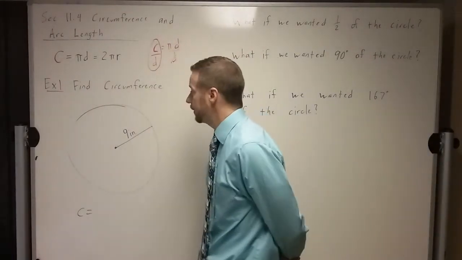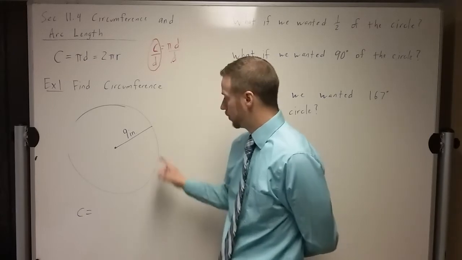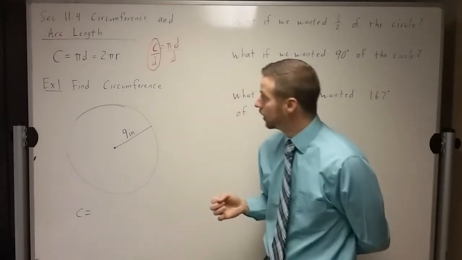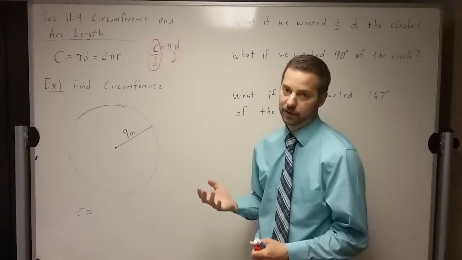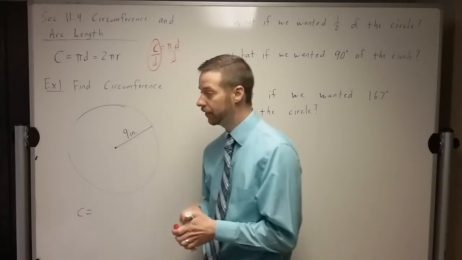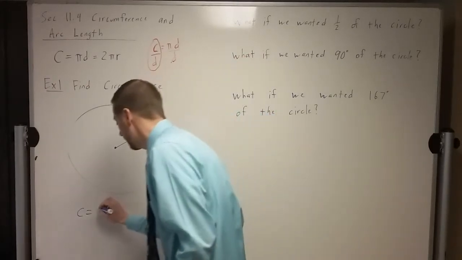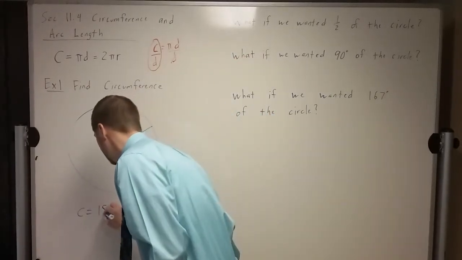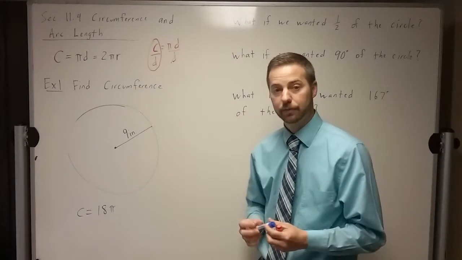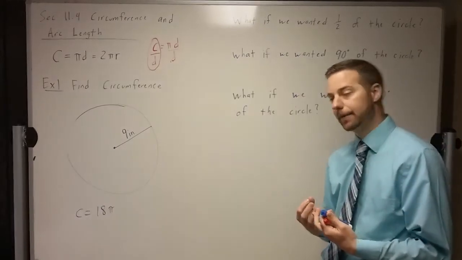So let's see if we can find circumference of a circle here. So I've got a circle here. The radius of this circle is 9 inches. So if we're going to do pi times diameter, we've got to figure out the diameter. But remember, diameter is just double the radius if we go all the way across. So diameter on this would be 18. And so the circumference isn't really too bad to find. It's just pi times diameter, so the circumference of this would be 18 pi.